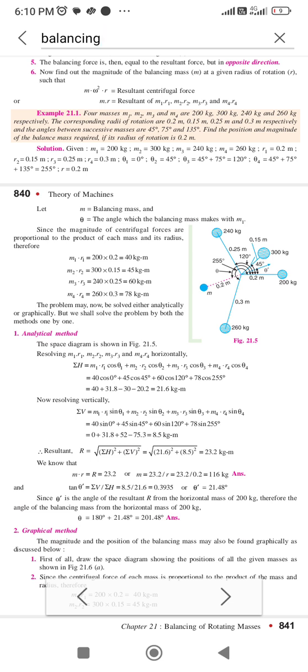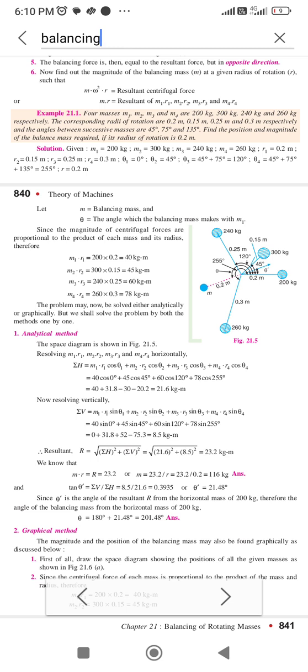And the angle between the successive masses are 45, 75 and 135 degree. So find the position and magnitude of the balanced mass required if its radius of rotation is 0.2 meter. So the last line, if its radius of rotation is 0.2 meter, it is for the balancing mass.